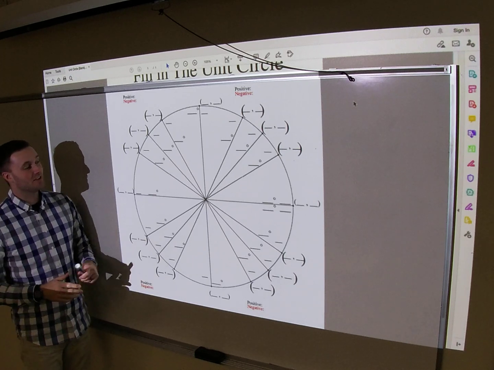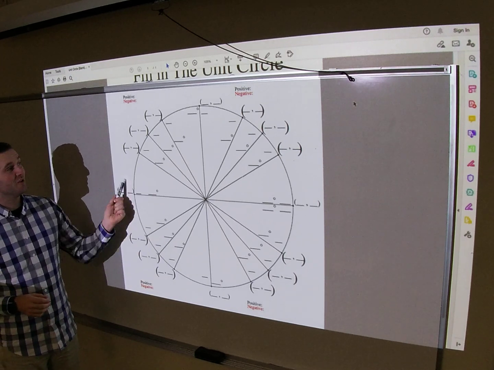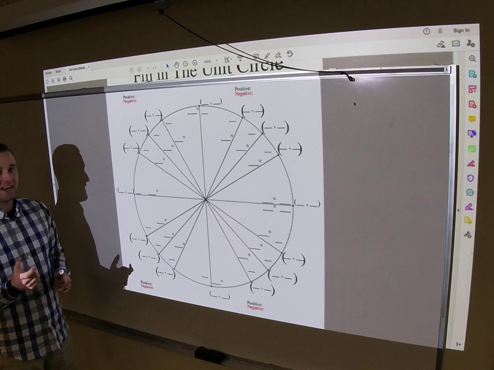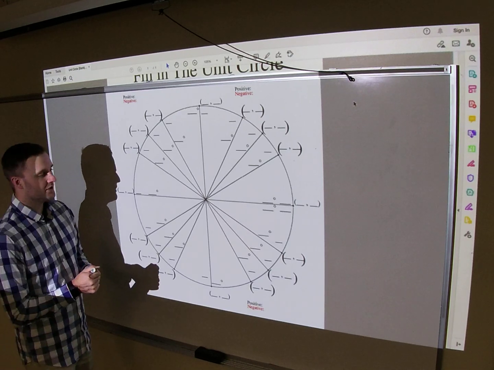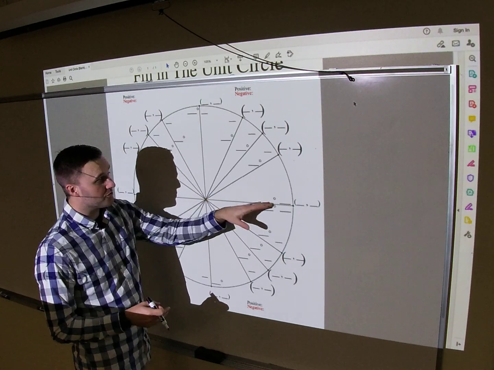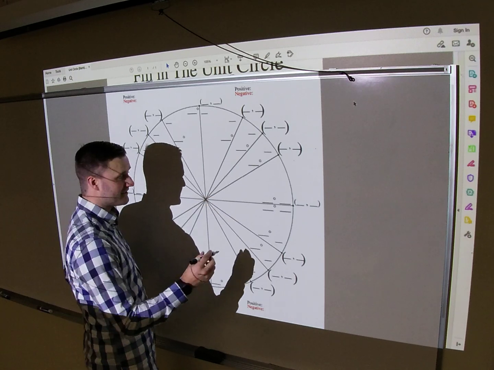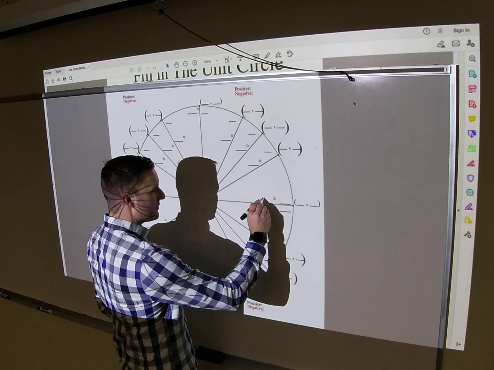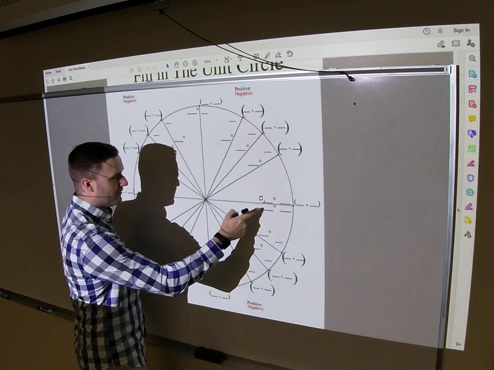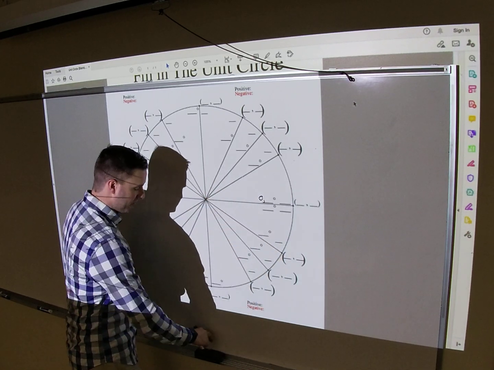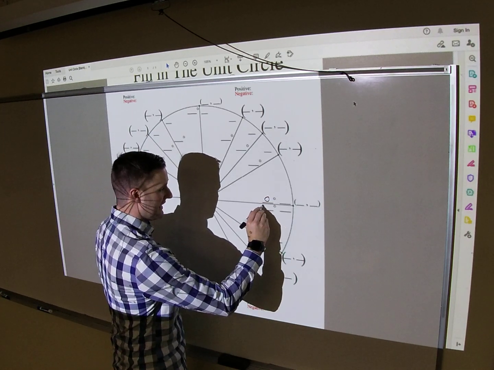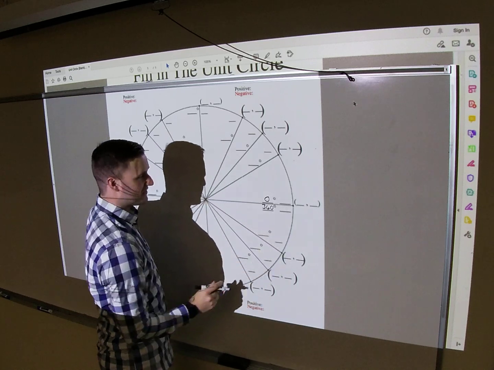Alright, so today we're going to talk about the unit circle and we're going to fill this whole thing out. Right now we're just going to focus on the angle measures in degrees. So if we were to start at our initial side, which is that positive x-axis, we would be at 0 degrees. Now you also need to know that if we go all the way around, this would also be at 360 degrees. So 0, and it's also 360.